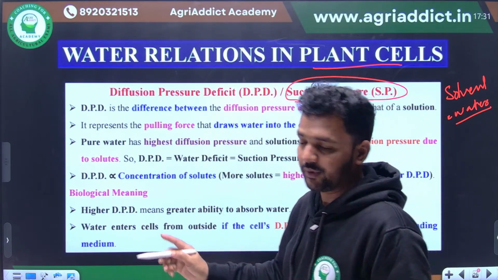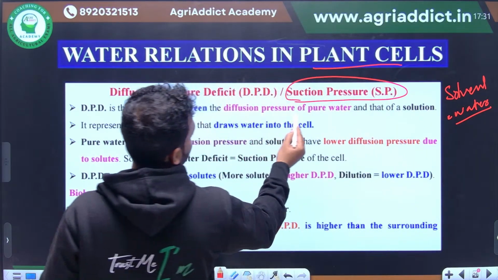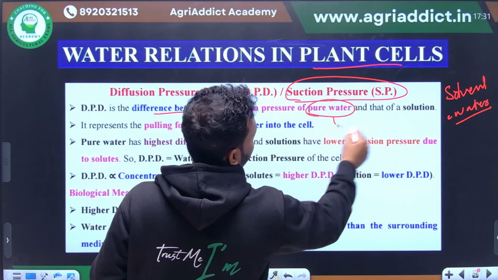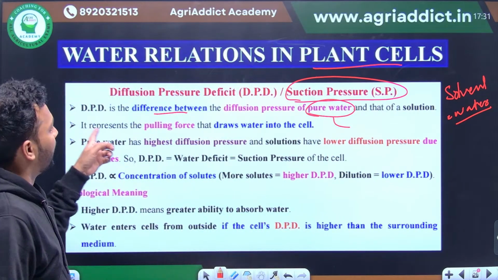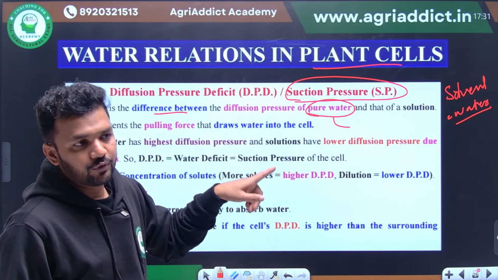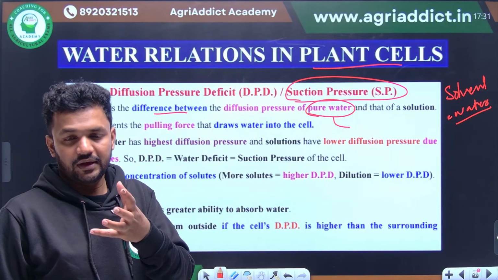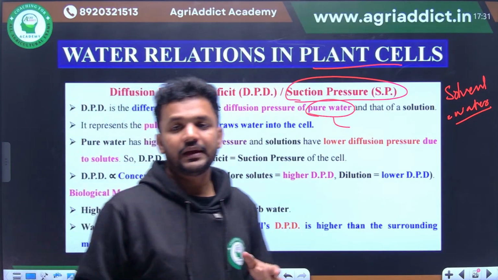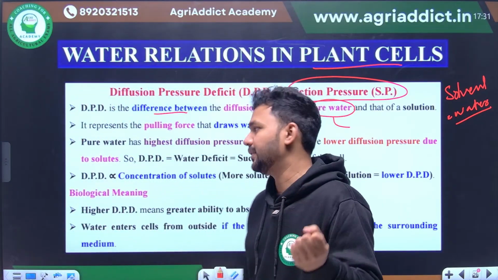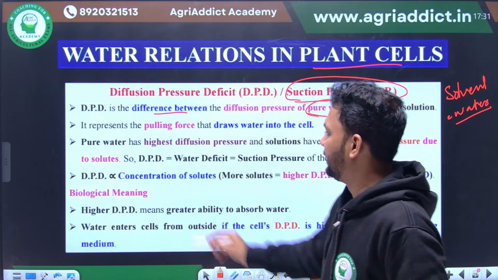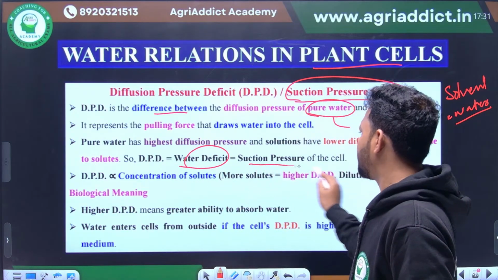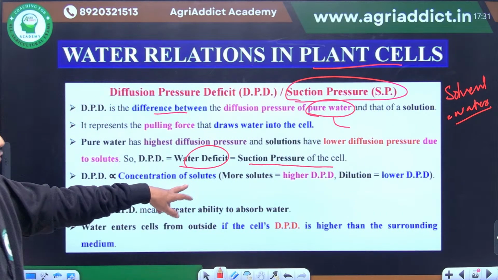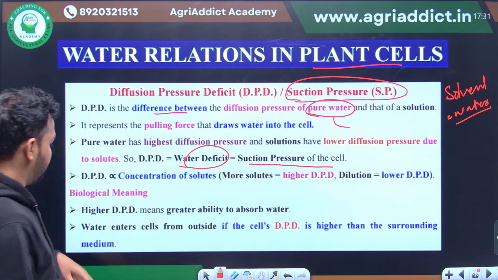So the definition of DPD would be the difference between the diffusion pressure of pure water and that of a solution. Pure water is nothing but the solvent, and it is the pulling force. How much a cell can pull water from the surrounding is the DPD of that cell. DPD is nothing but water deficit or suction pressure of the cell, and DPD is directly proportional to the concentration of solute.